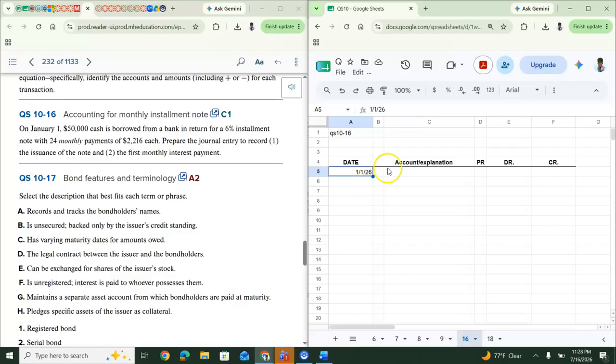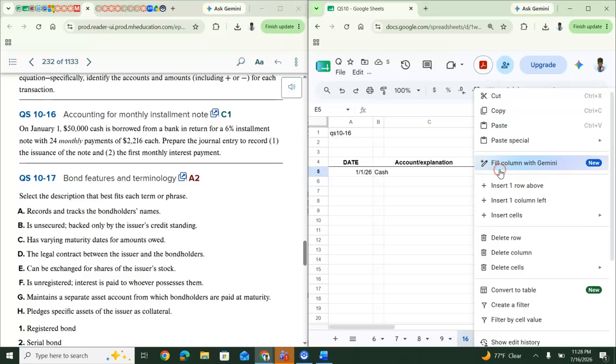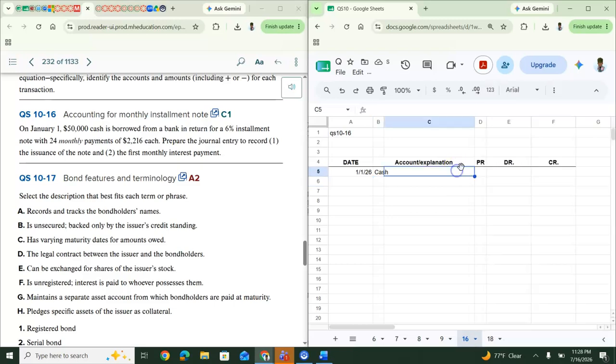And so the first one says record the issuance of the note. So January 1, that's the date, happens to be the same. We're going to issue the note, so we're going to get the cash. And that amount we're borrowing is 50 grand. So we're going to debit 50,000, and then we are going to have a credit for the same amount. Now the credit amount on January 1 will be the full principal, which is the loan amount that's borrowed.